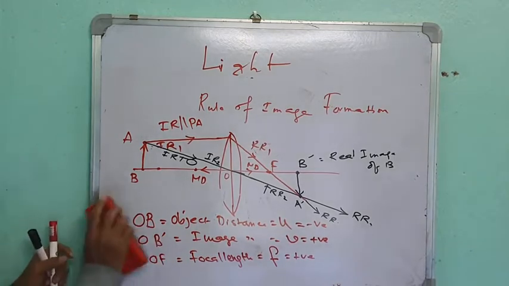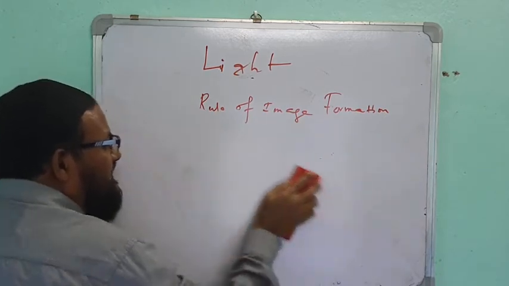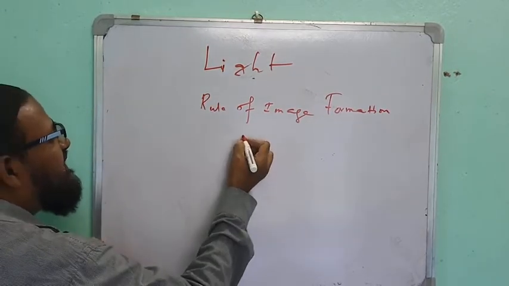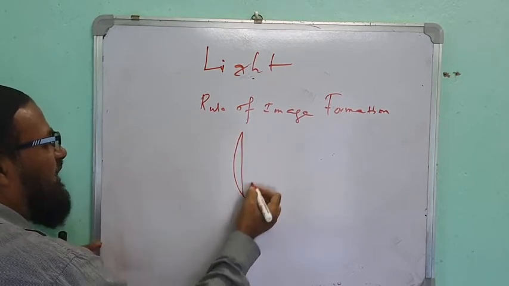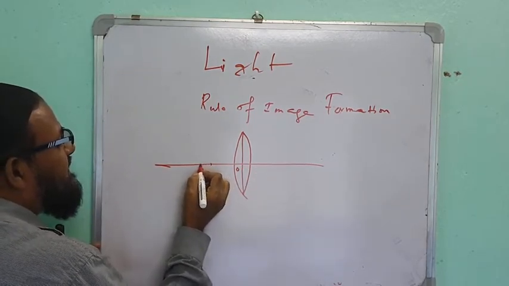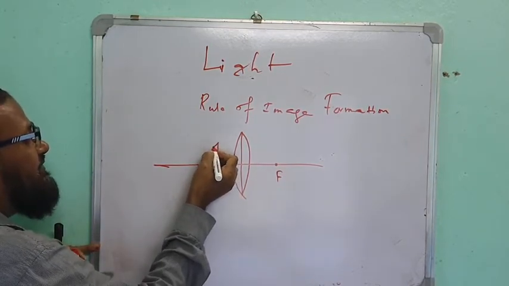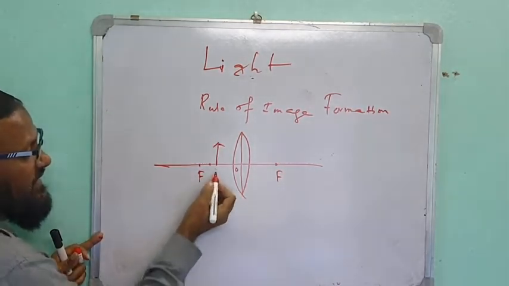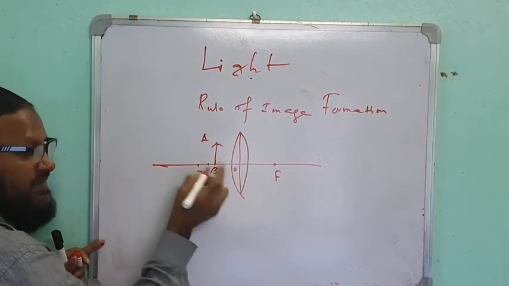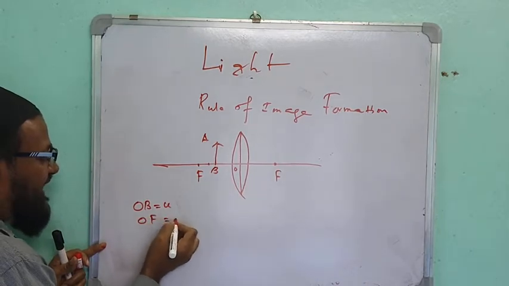Is it clear? Clear? Next. I am giving a special question. This is the rule. Next, I am moving like this. This is the optical center, O. This is F, this is also F. I am putting the object here. This is O, this is A, and this is B. OB in this case is U, and OF in this case is F.